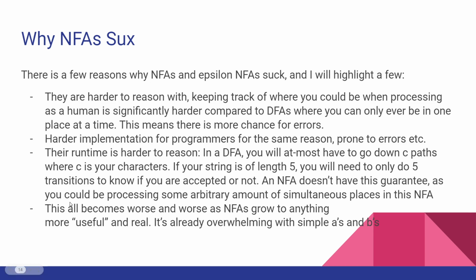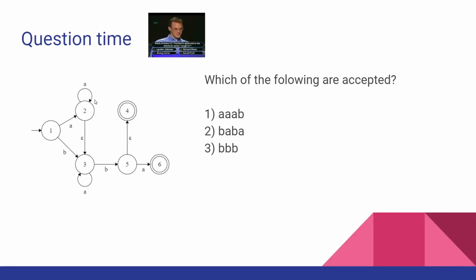And of course, this becomes worse and worse as NFAs grow to anything more useful. So right now we're only considering A's and B's with epsilons. But if we think about a real situation, so let's say considering the URL from our first example, is a URL valid or not, it's going to become a lot more complicated. And if you were doing something like compiler design, it's going to be a lot more complicated. And imagine trying to think in your head where all these paths are going.